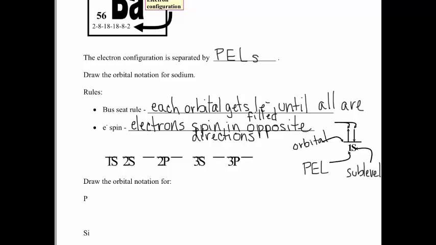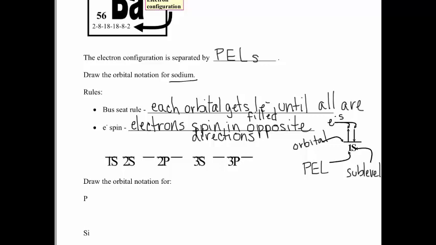And then the two arrows represent the electrons. Note that one is going up and one is going down because those electrons are going to spin in opposite directions. So those are our electrons. All right, so we're going to attempt to draw the orbital notation for sodium.